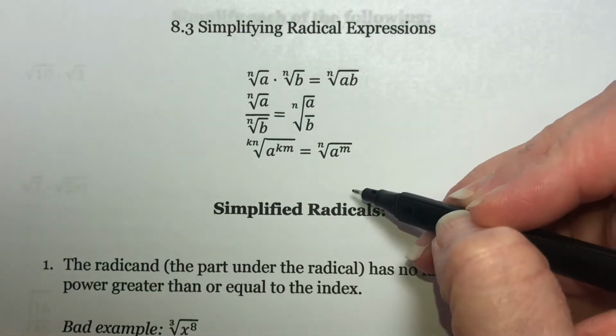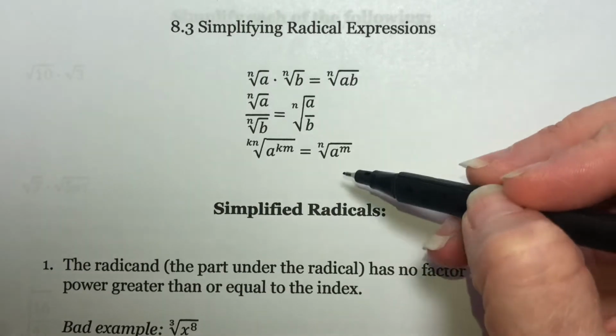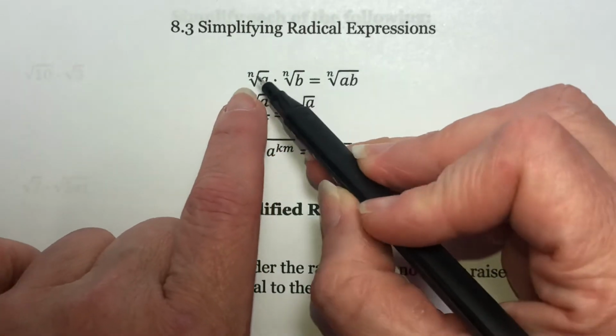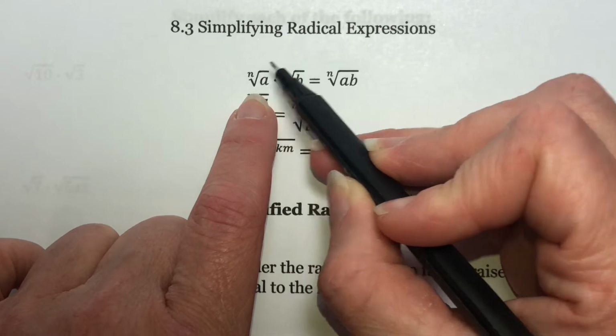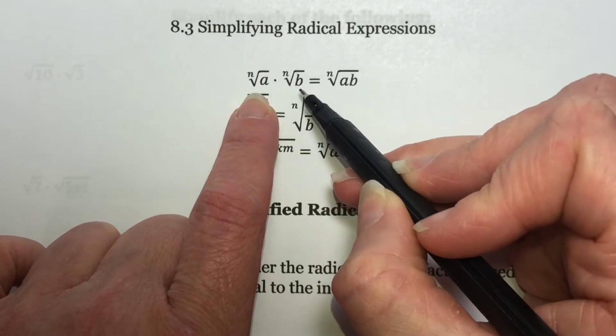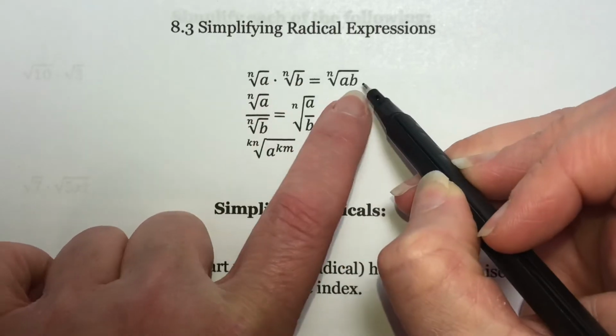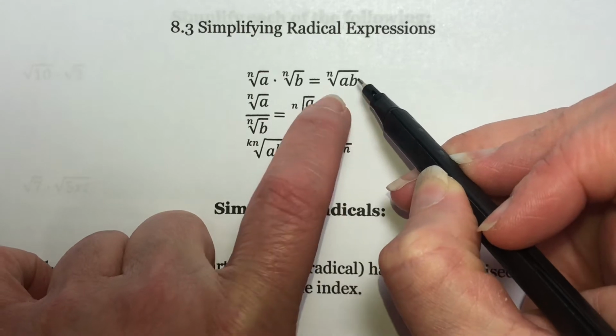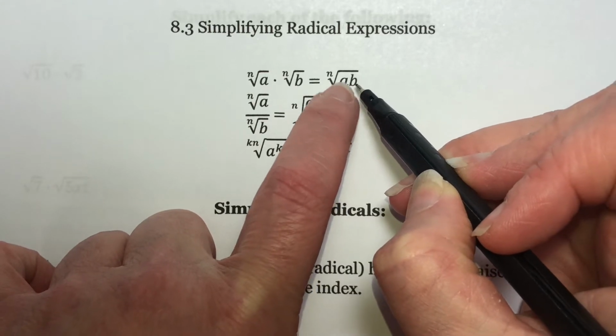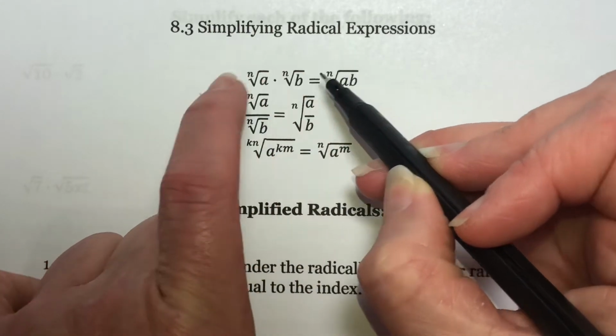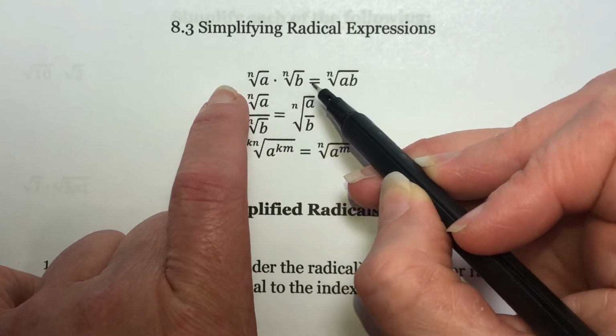We have some new properties. I've referenced a couple of them already. Notice right here that if we have the same index and we're multiplying radicals, as long as they have the same index, we are allowed to multiply underneath. This also works backwards. If I have things multiplied underneath a radical, I'm allowed to split them up.